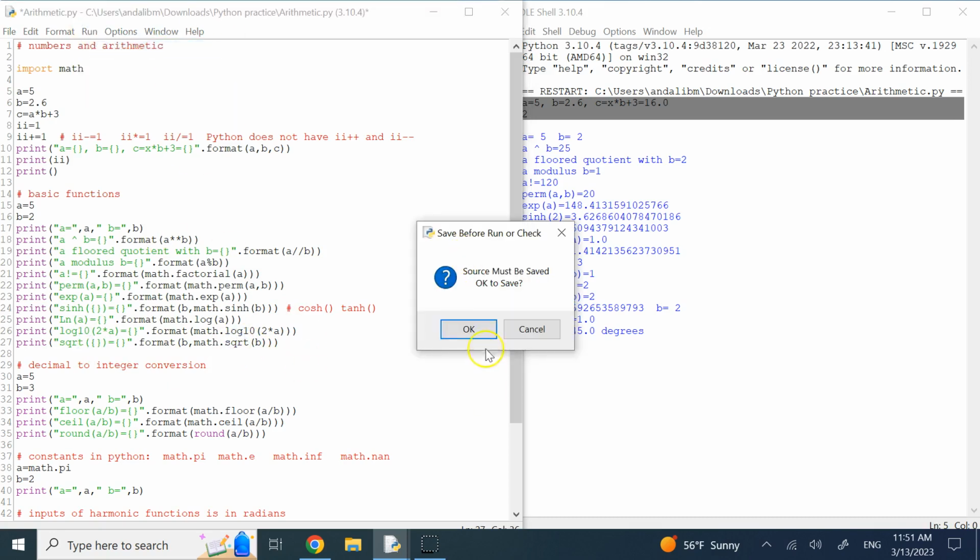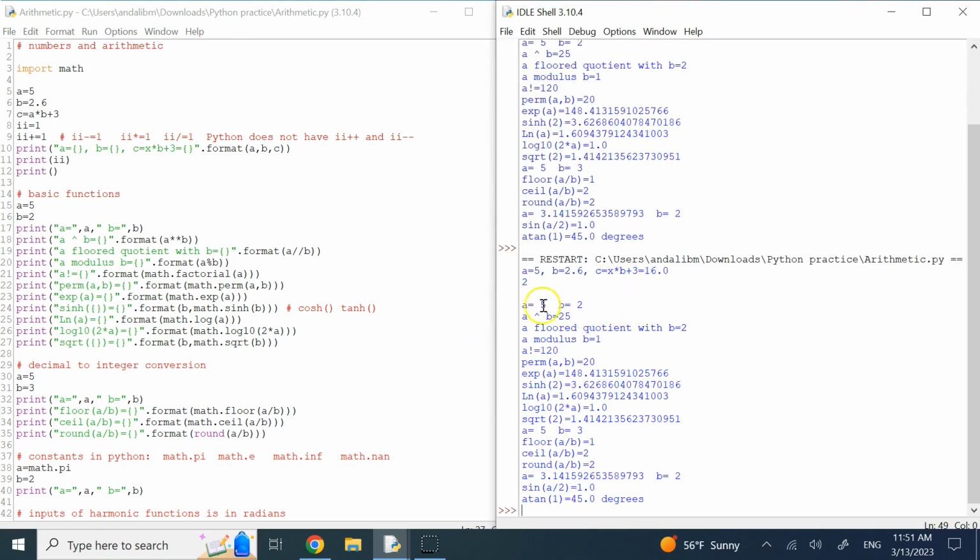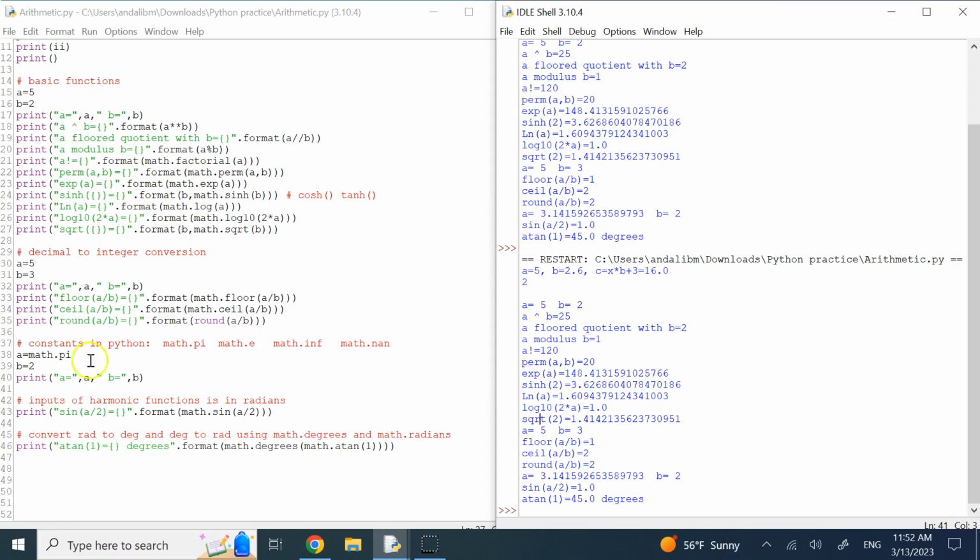So here, I'm going to run it again, although I have the results here. And you see here, 5 to the power 2, then 5 divided by 2 is 2.5. But when you floor it, the result is going to be 2. Right? A modulus B, 5 modulus 2 is 1. 5 factorial is 120. Permutation of 5 and 2 is 5 factorial over 2 factorial times 3 factorial, which is 20. Exponential of 5 is this number. Sine hyperbolic of B, which is 2, is that number. Natural log of 5, log 10 of 2 times 5, which is log 10 of 10, is 1, of course. Square root of 2, and you have all of these functions here.